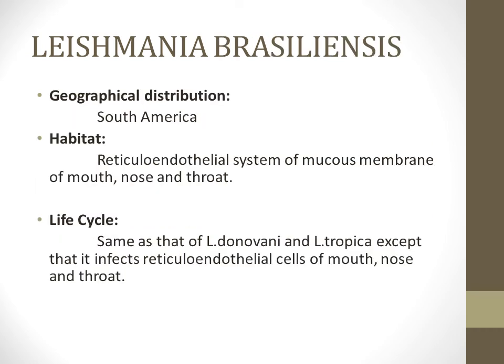Now the third genus of the class Mastigophora, Leishmania brasiliensis. The geographical distribution is South America, and its habitat is different from the other two species: the reticuloendothelial system of the mucous membrane of the mouth, nose and throat. So it is present only in the mouth, nose and throat. The life cycle is the same as that of Leishmania donovani and Leishmania tropica, except that it infects the reticuloendothelial cells of the mouth, nose and throat.